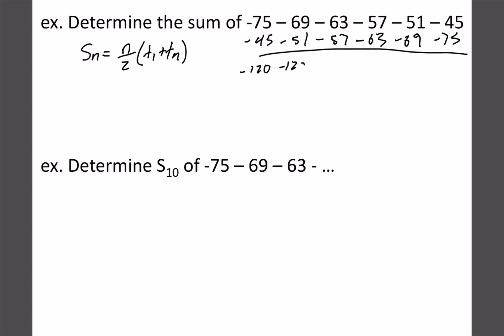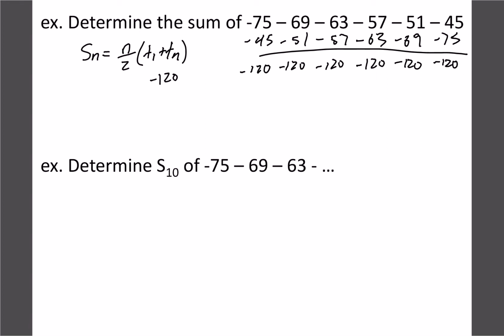If we add these ones up, we get negative 120. Add these ones up, we get negative 120, and so on. So what's weird about a sequence is we actually get the same totals. So that's why we get the t1 plus tn. If we add the first and the last together, that gives us the negative 120.